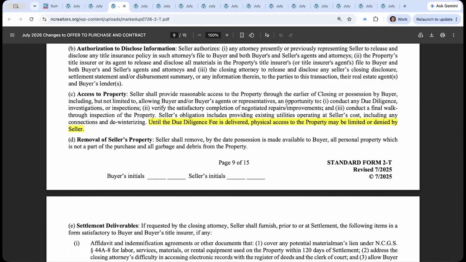So let's say the buyer shows up on Tuesday wanting to get into the home. They've got their contractor or whatever, and they want to walk through the home. Okay. Well, it says the seller shall provide reasonable access. Is it reasonable in that scenario that I just described for a seller to deny access and say, hey, no, you're supposed to pay the due diligence fee for the right to conduct due diligence. You haven't paid it yet. You can't get in the property. Is that reasonable for the seller to say that?